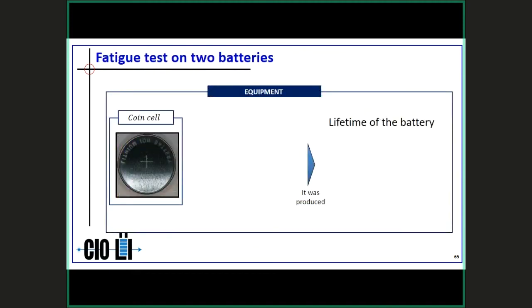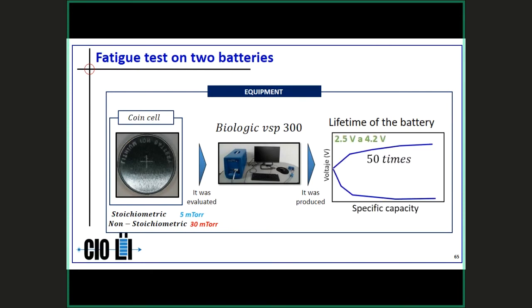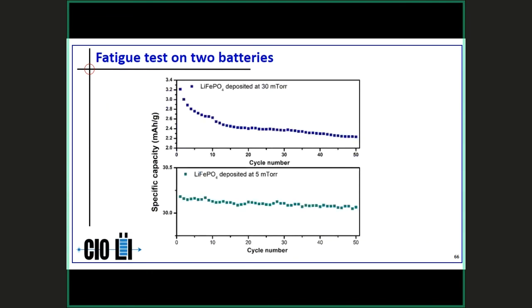So we are almost at the end. We took two batteries, one with the stoichiometric 5 milliliter cathode and one which is non-stoichiometric. We assembled and evaluated these two batteries, and now we study the lifetime, the fatigue test, of these two batteries. For that, we charged the battery and discharged the battery, and we repeated this cycle 50 times. Every cycle lasted 2 hours, so in total every fatigue test lasted 100 hours. Those were the results that we obtained.